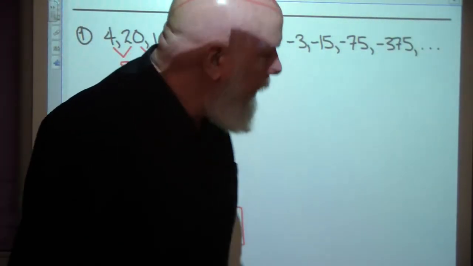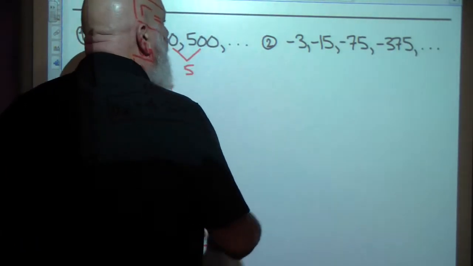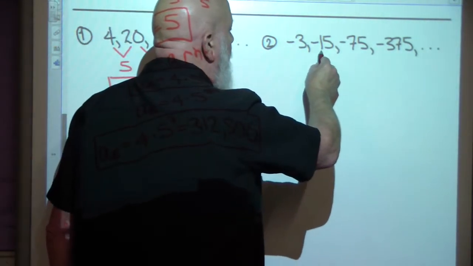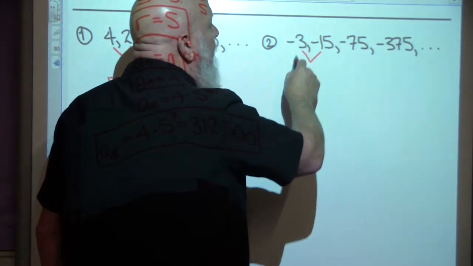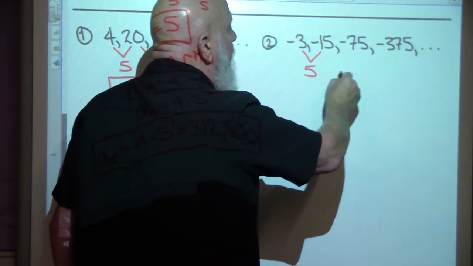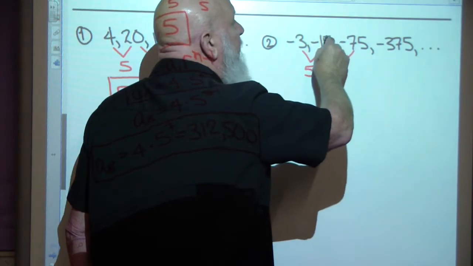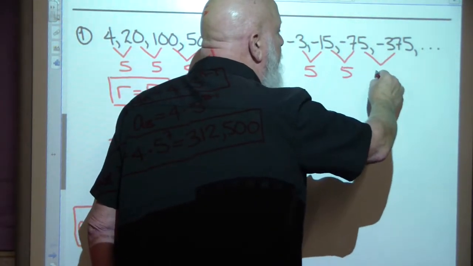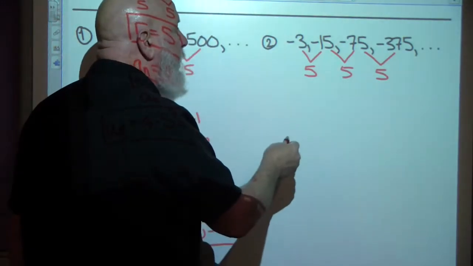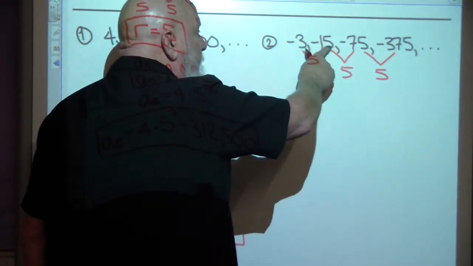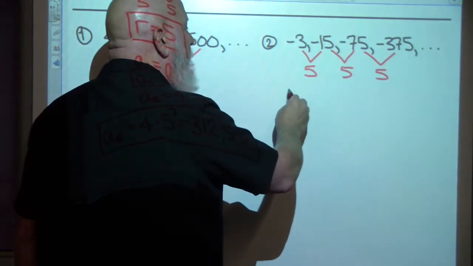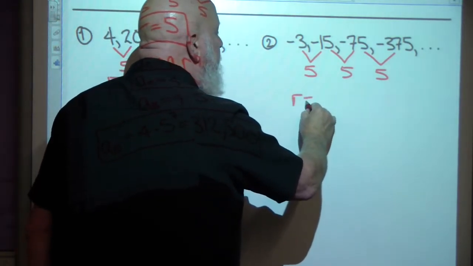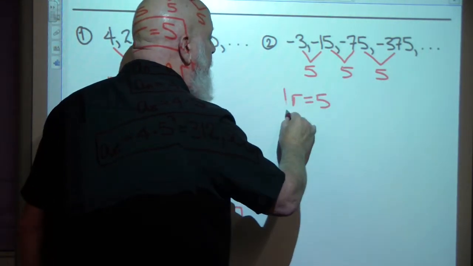Okay, so let's do another one. Kind of get the hang of it here. We want to find the common ratio, if there is one, see if it has a common ratio. Negative 15 divided by negative 3 is 5. Hey, it's 5 again, what do you know? Negative 75 divided by negative 15 is also 5. This quotient is also 5, so it is a geometric sequence. So the common ratio in this one is 5 also. That's just a coincidence.